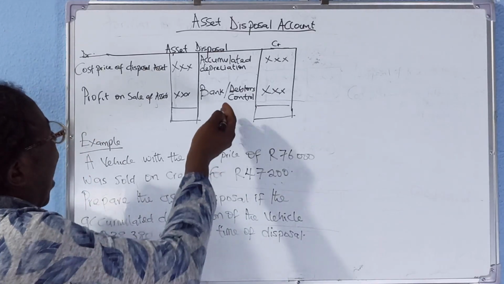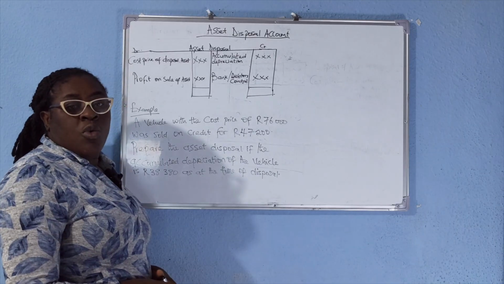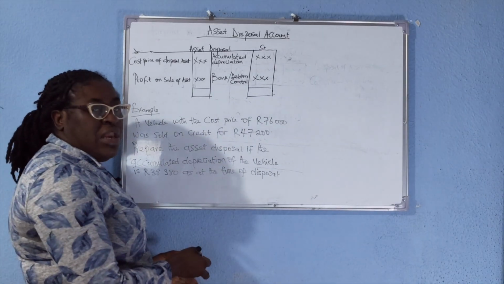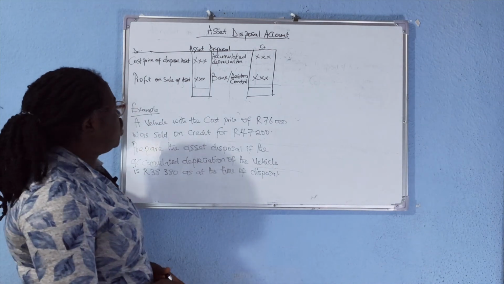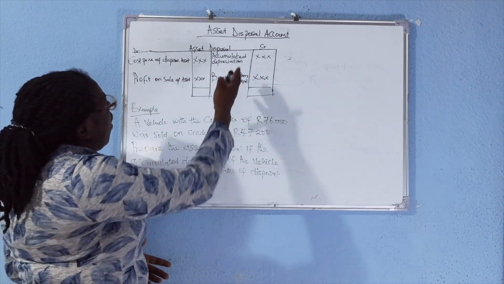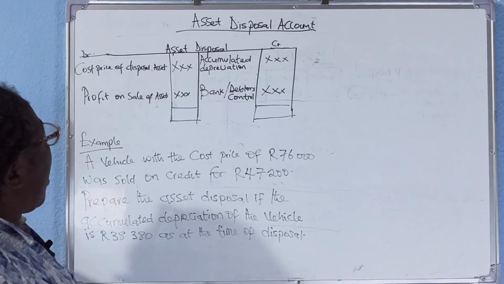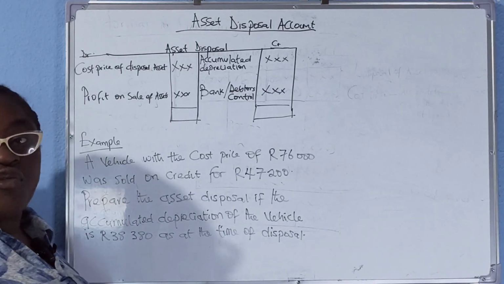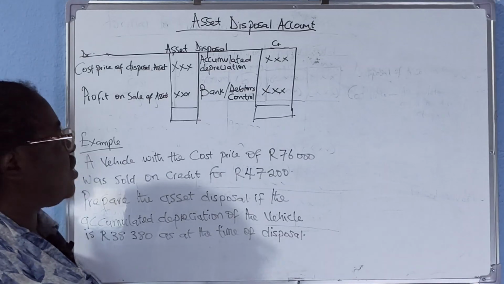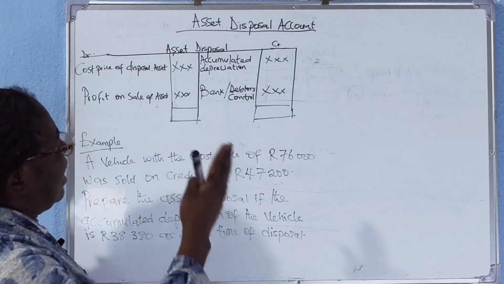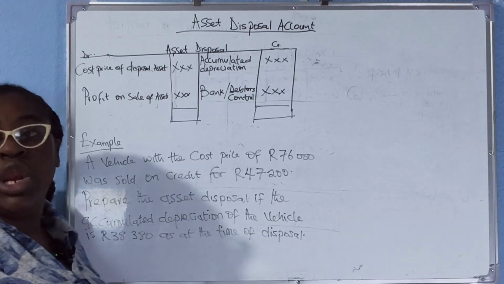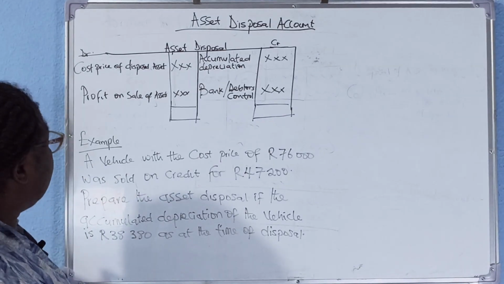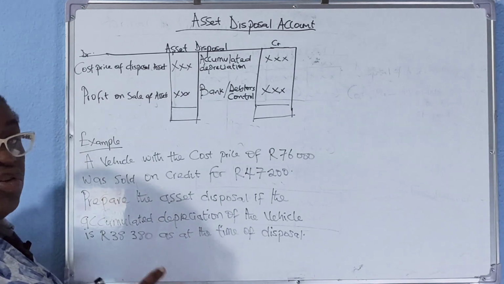Then we consider how much we received for the disposal of this asset, how much was paid either through the bank account or our debtors control. We write that amount, then we compare. At the end of the day, if our closing balance falls at the debit side, then it means we have made a profit on the sale of our asset. But if our closing balance ends at the credit side, then it means we have made a loss on the disposal of the fixed asset.